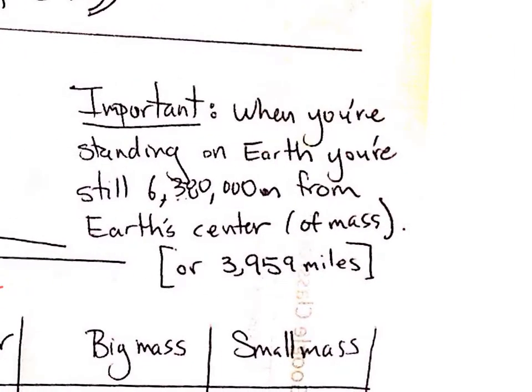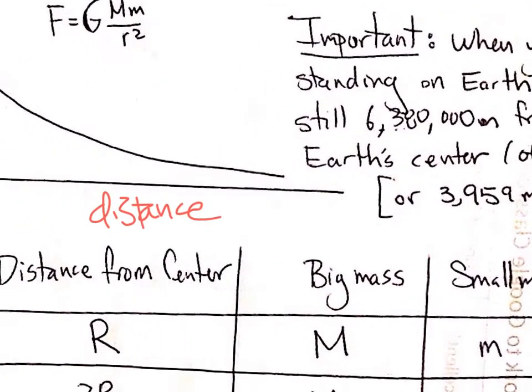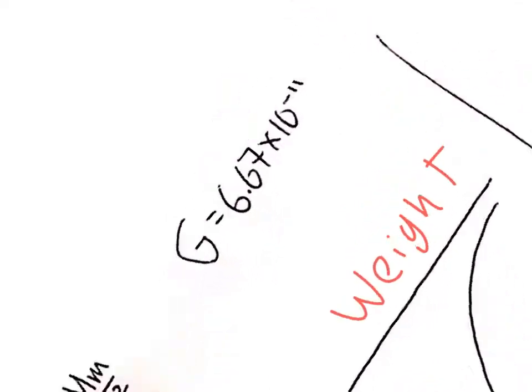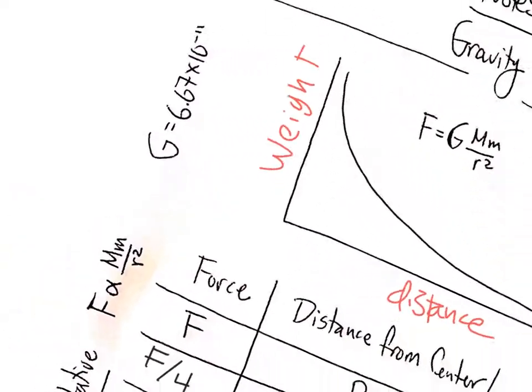Okay, so it's important to know that when you're standing on Earth, it's easy to think that the distance between you and Earth is zero. But again, we're talking about distances between centers of mass. So this is the radius of Earth, about 4,000 miles. So you're still this far away from the center of Earth when you're standing on the surface of Earth. Okay, and then again, G is 6.67 times 10 to the negative 11.